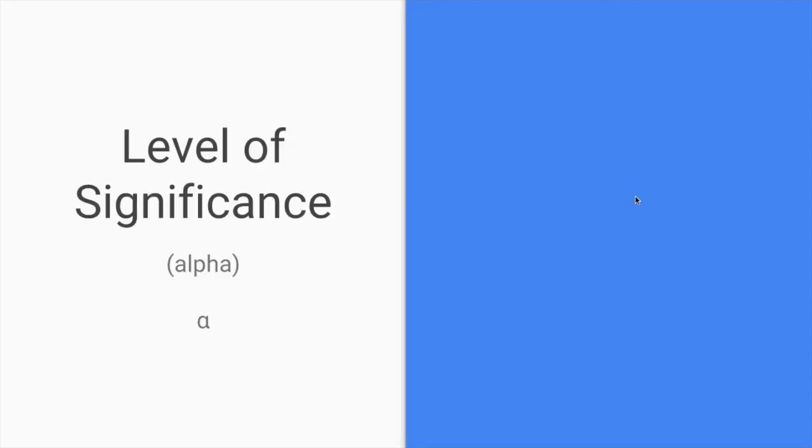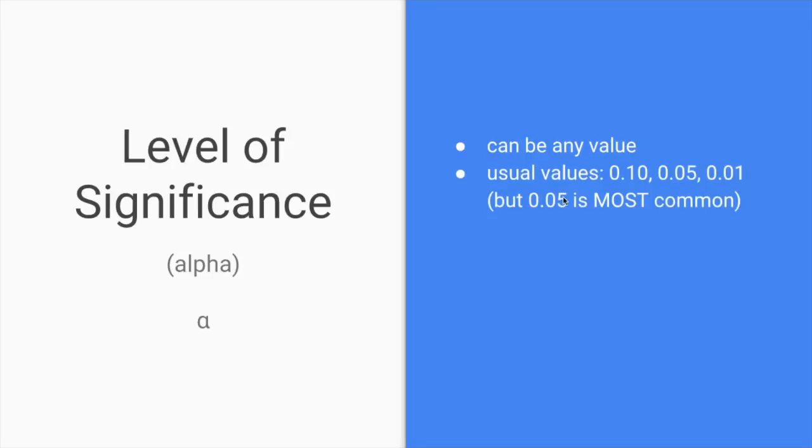So let's talk about how to write a conclusion. Our conclusion is going to have to do with something we call the level of significance. The level of significance is what we're going to compare our p-value to decide how unlikely or likely it is. This level of significance can be any value. The most common ones used in general in statistics are 0.10, 0.05, and 0.01, so 10%, 5%, 1%, but 0.05 is probably the most common.